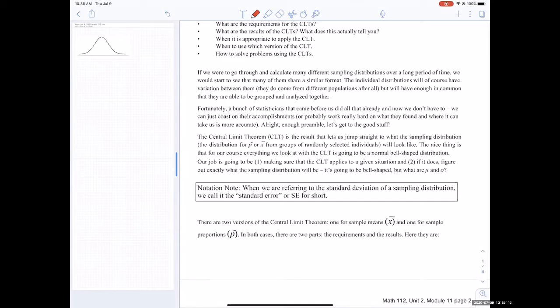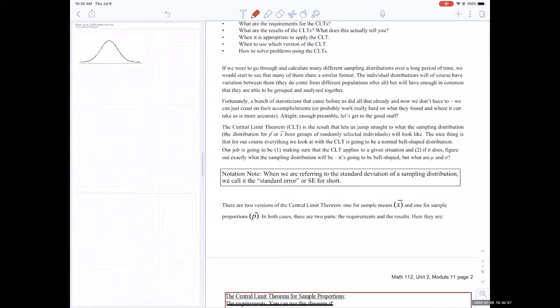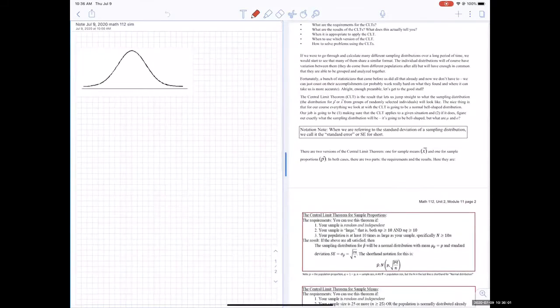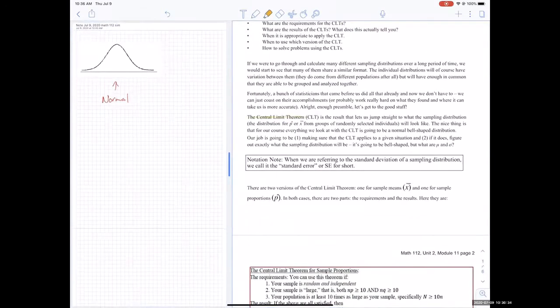The central limit theorem is the result that lets us jump straight to what the sampling distribution will look like. The basic idea is that it's going to look very similar to the normal distribution. If you take a sample and then do a sampling distribution of the sample, it is always going to be represented as a normal distribution if it meets the conditions of the central limit theorem.